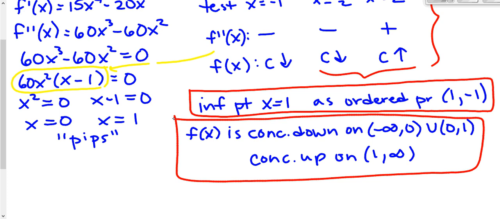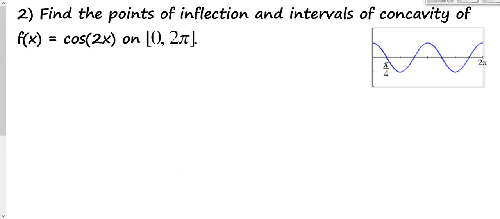Okay, let's take a look at number 2. Again, find the points of inflection and intervals of concavity for f of x equals cosine of 2x. And we have a little graph to remind us what cosine of 2x looks like. It looks like the cosine graph, but it's 2 times the fun, so that means it was shrunk horizontally. So we have twice as many curves in the same amount of space.